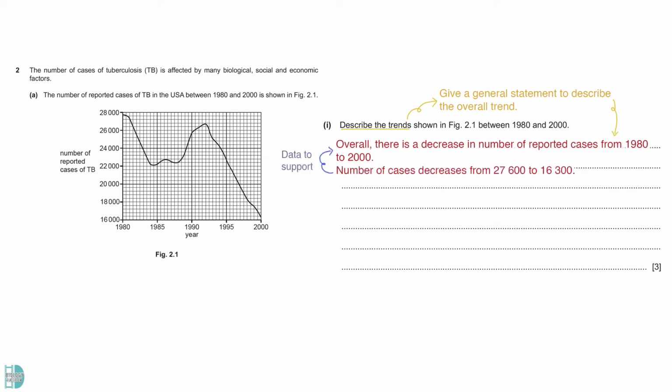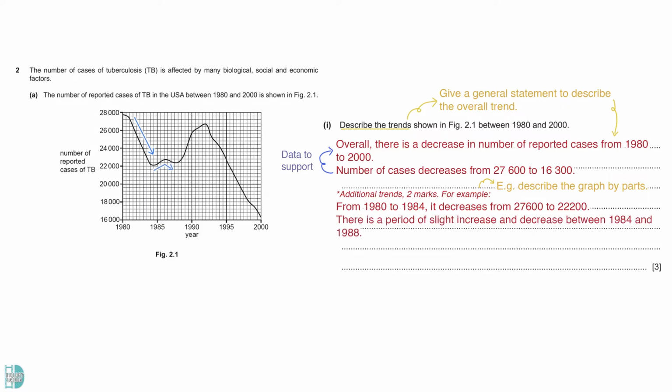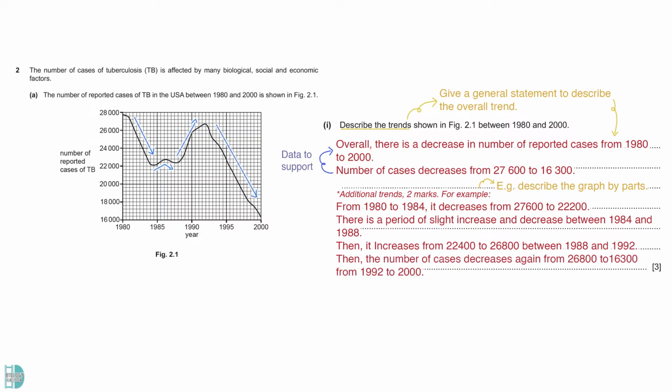Then, quote the data from both axes to support this statement. Separate the graph into a few distinct parts and describe each part using the data. In the beginning, there is a drop in the number of cases. Then, it is followed by a period of slight changes. The number increases afterwards before decreasing again. Remember to use comparative values to support these points.